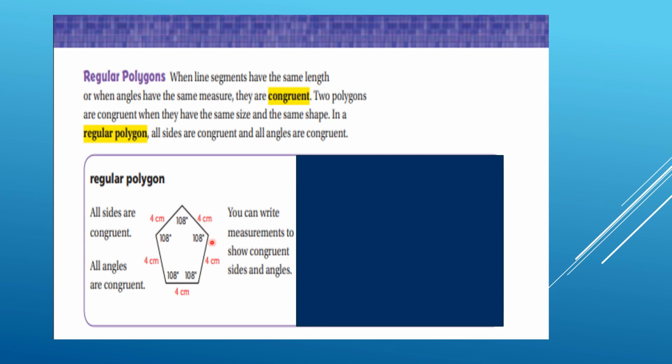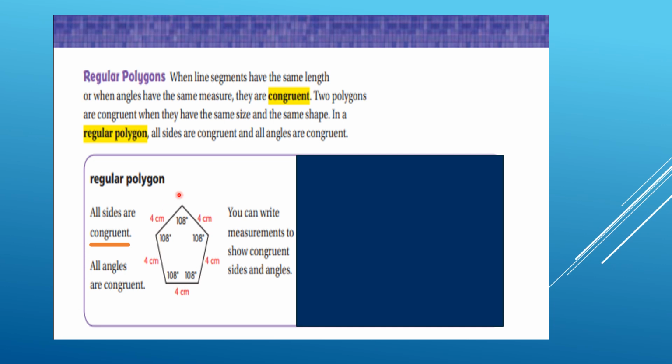4 centimeters, 4, 4, 4, 4. Are the sides equal? Yes, they are, because the book says that all the sides are 4 centimeters. Now, in this book and in this lesson, I will replace the word equal by a new word, and it's called congruent. Let's say the word congruent. Congruent means equal. All sides are congruent. It means that all sides are equal.